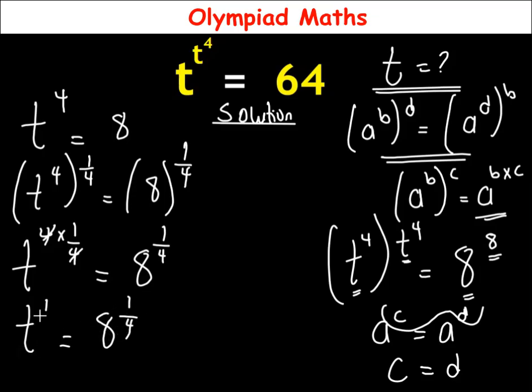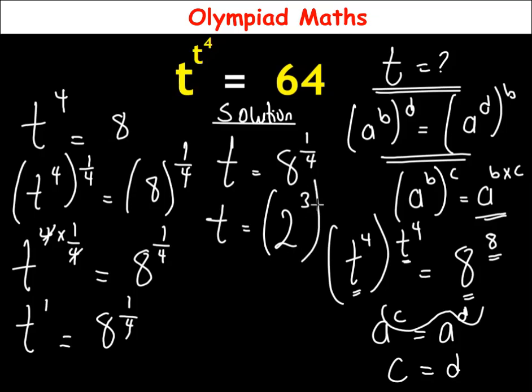With this, 3 raised to power 1 is the same thing as t, which equals 8 raised to power 1 over 4, right? Good. So with this, 8 can be written as 2 raised to power 3 in brackets, because 2 in 3 places will give us 8. Then all to the power of 1 over 4. Okay?